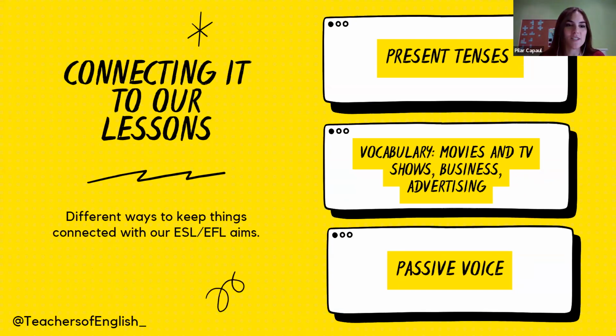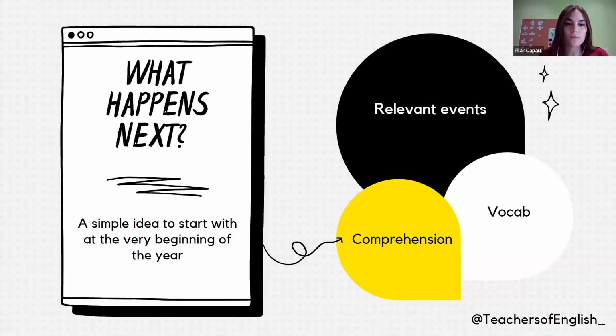And once again, let's connect it with the things that we are expected to do as teachers. They can use present tenses to write about the storyline. They can use vocabulary connected to movies, TV show, business, advertising. Depending on what you're working on, you may want to ask them to focus on different things. They can even use passive voice to tell us who the film was directed by, who wrote the book that they read, or that the film is based on, or the TV show is based on. So again, there are lots of things we can do.